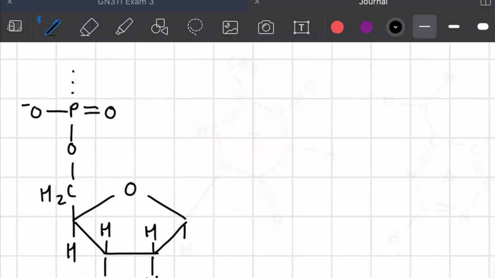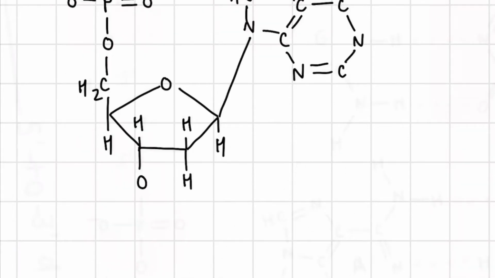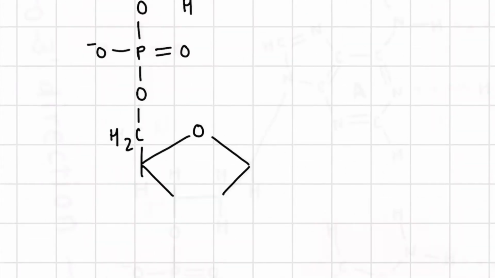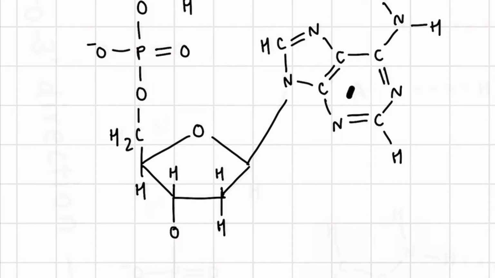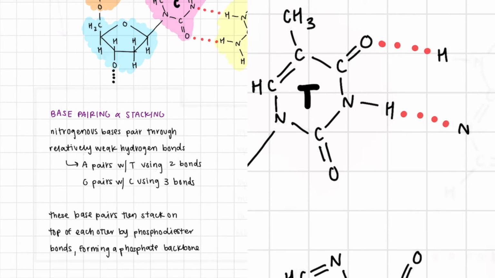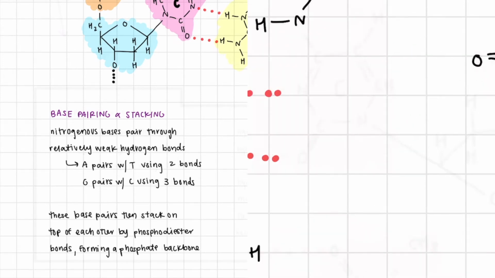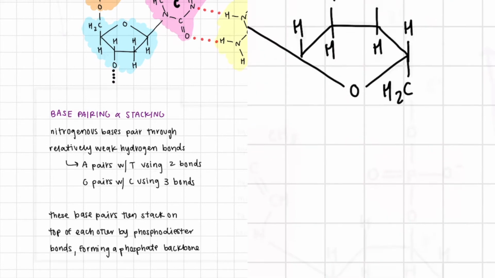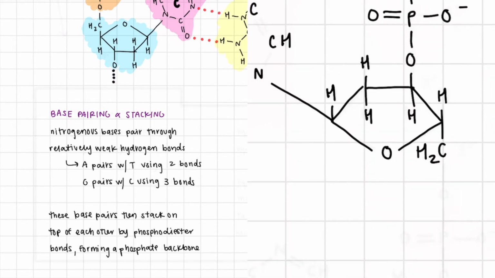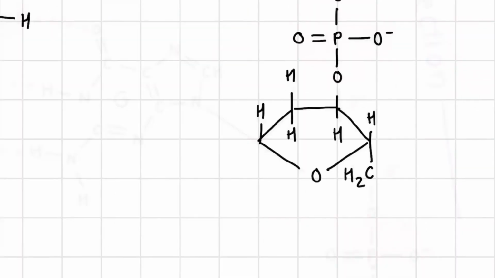And here I'm drawing multiple nucleotides paired together. The strands are anti-parallel, so one strand goes from 5' to 3', whereas the other goes 3' to 5' when you look at it from top to bottom. Nitrogenous bases pair together using relatively weak hydrogen bonds, and A pairs with T using 2 hydrogen bonds, whereas G and C pair with 3. Those are the red dots I've drawn to represent a bond.